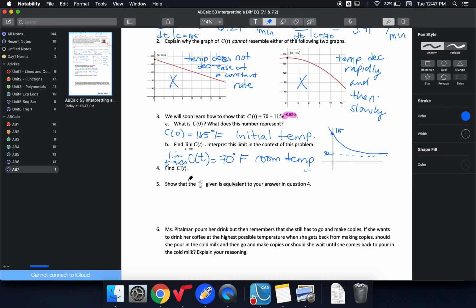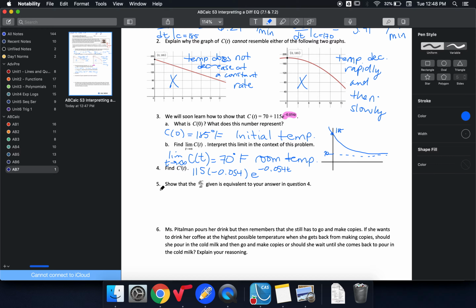All right, we've been asked to find the derivative. Well, derivative of 70 is 0. Derivative of this is chain rule, so it's going to be 115 times negative 0.054 e to the negative 0.054t. I don't know what this is doing here. I'm going to erase it. Show that the given dC/dt is equivalent to this.